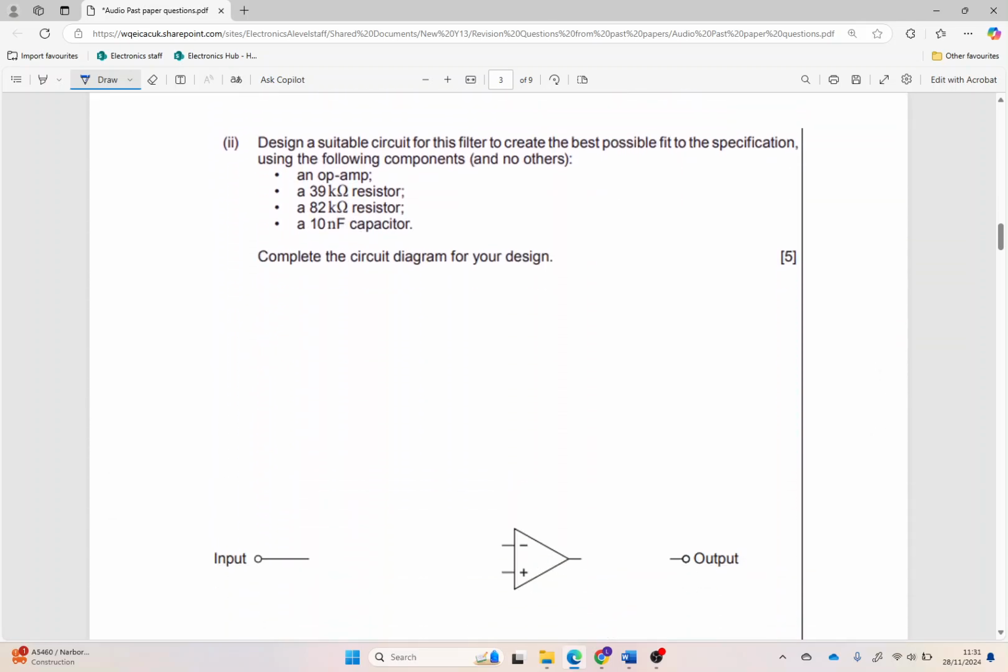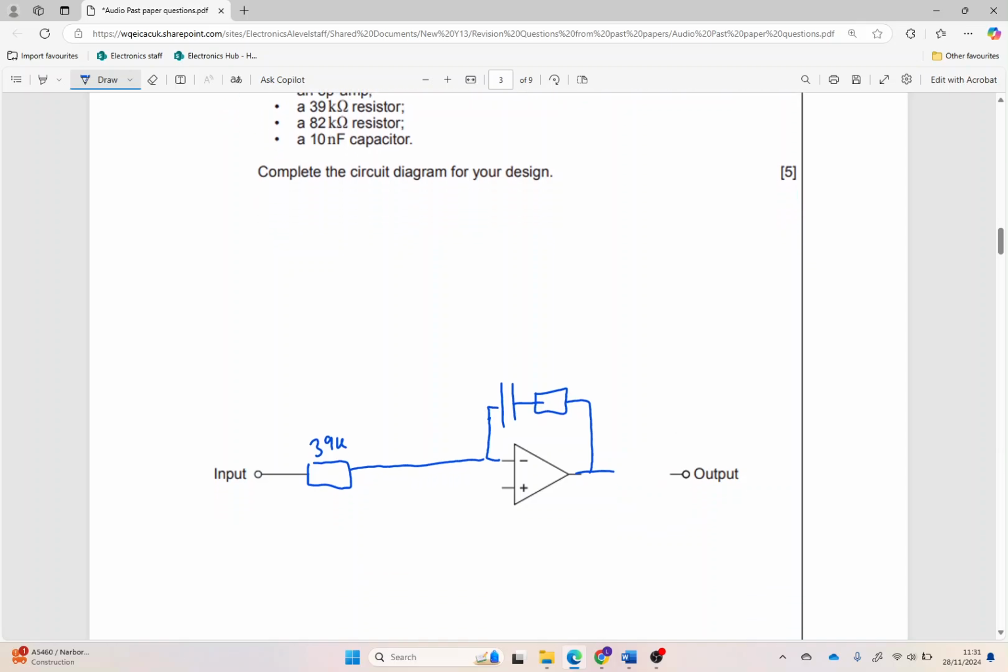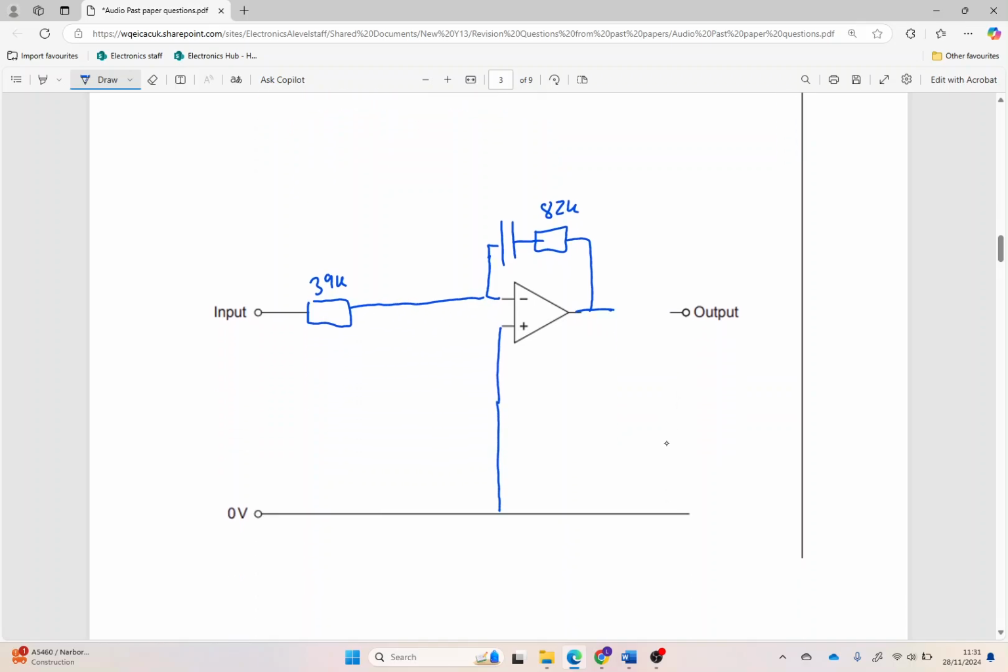Right. Okay. I debated changing this question because it's drawing a filter. We're going to have a 39k resistor just there. We're going to have our 82k resistor here, and you can work them out yourself. That gives us a gain of minus 2.1, and the capacitor is there because I'm wanting to do a bass boost, and then that goes down to the 0 volts like so.